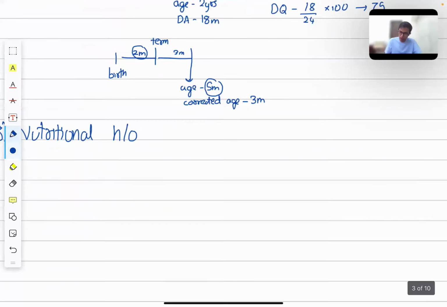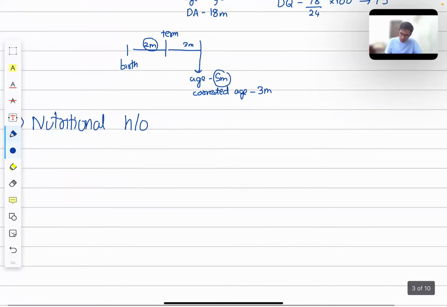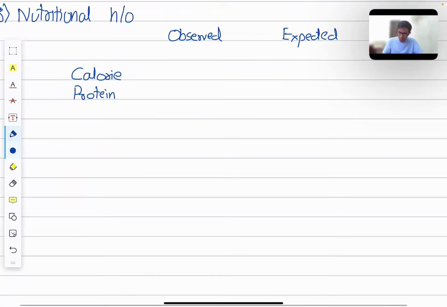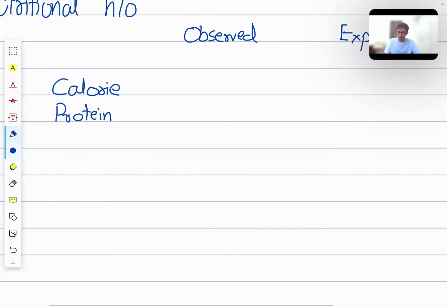So while presenting nutritional history, it has to be presented in a certain way. So you have to make a chart in your sheet as calorie, protein, observed values, expected values, and the deficit has to be calculated. So how do we calculate the observed values? I'm very sure that this has been covered in PSM. I'll just brush up through it.